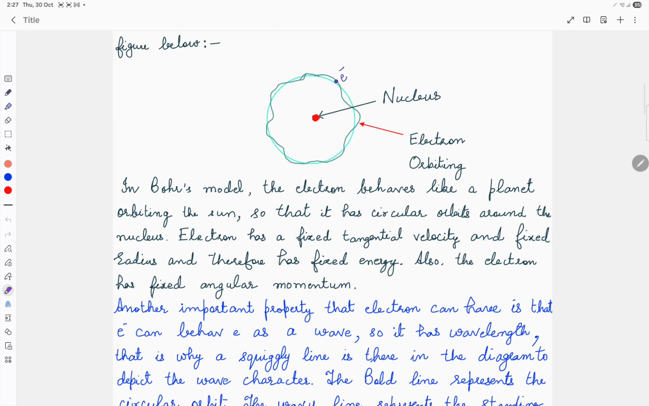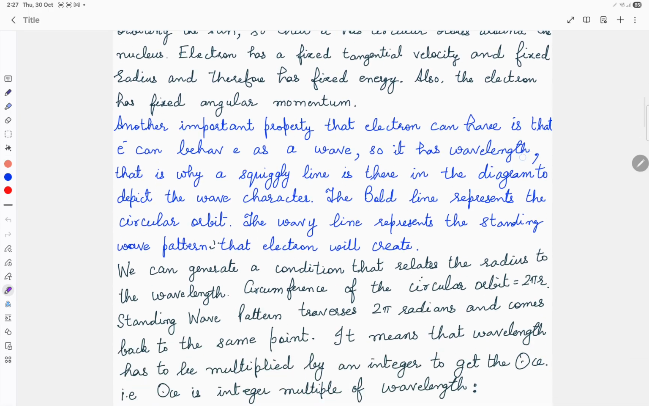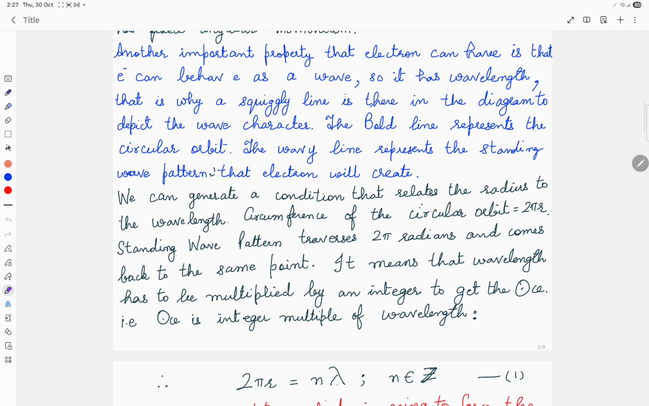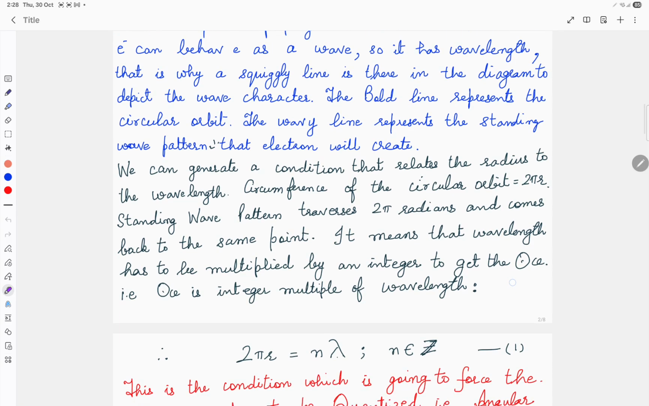Now, there are two lines that make a circular orbit. One is the bold line. The bold line represents the circular orbit. The wavy line represents the standing wave pattern that the electron will create to explain the wave nature.